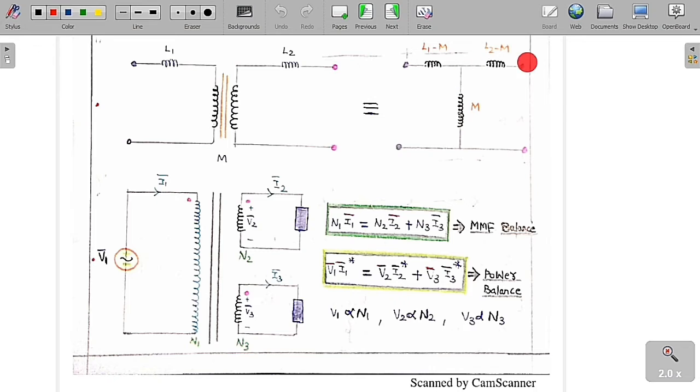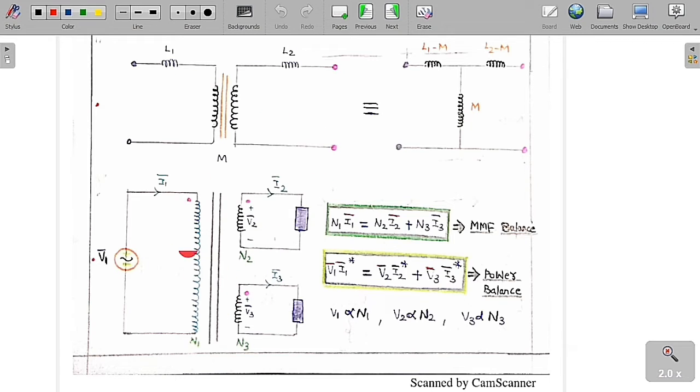So L1 minus M, L2 minus M, and this is M. This follows the equivalent circuit of this circuit. So for this two-winding transformer, we can replace it with L1 minus M, L2 minus M, and M.